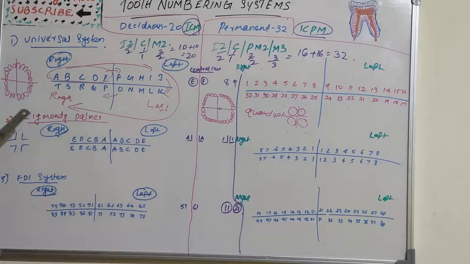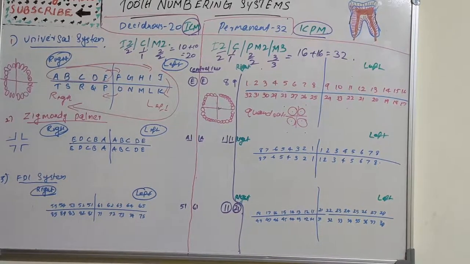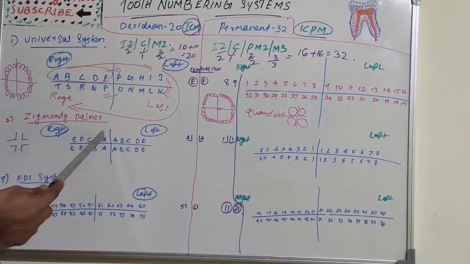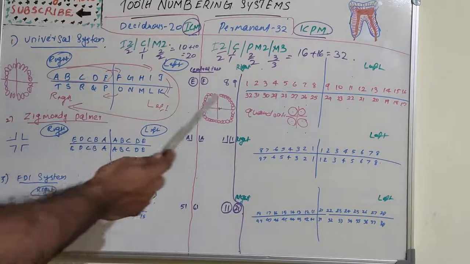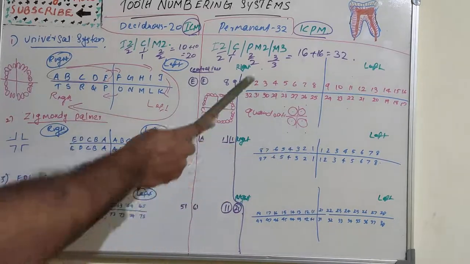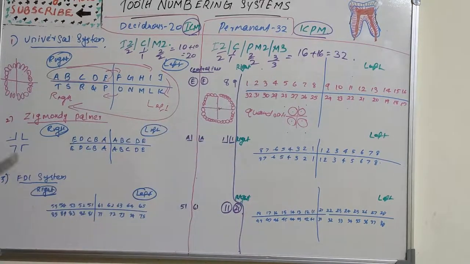And next we have the Zsigmondy-Palmer system, which was introduced by these scientists. So here it is a different way. We are not using entire alphabets. We are just using 5 alphabets in deciduous dentition and 8 digits, that is 1 to 8, in permanent dentition.